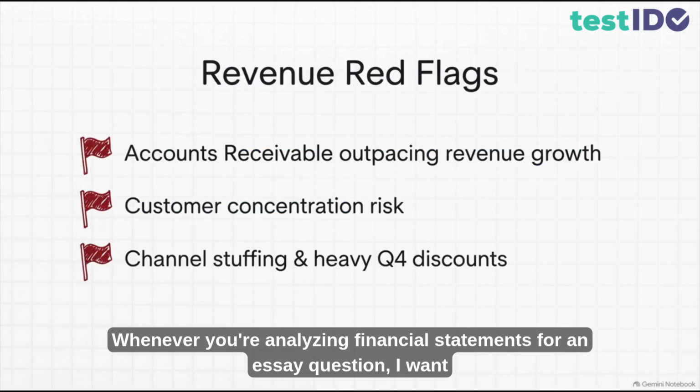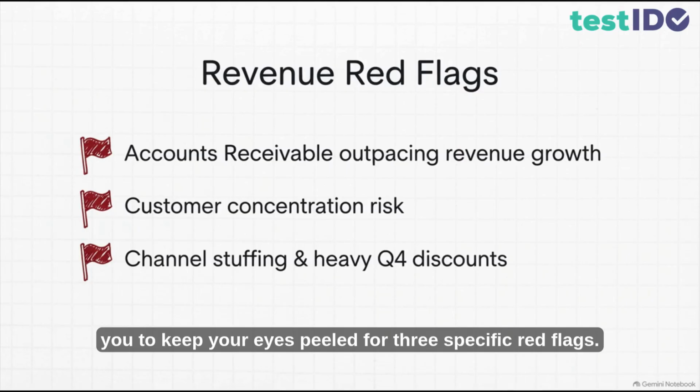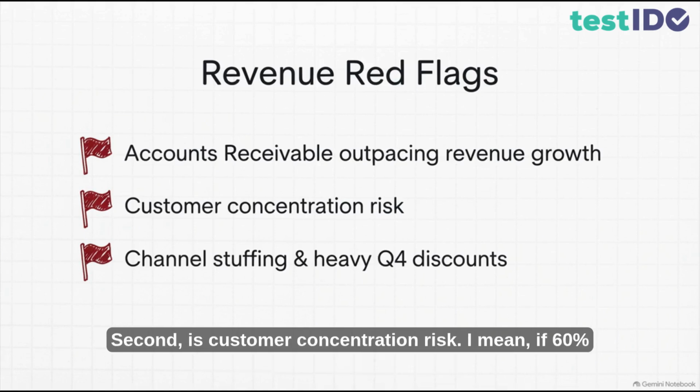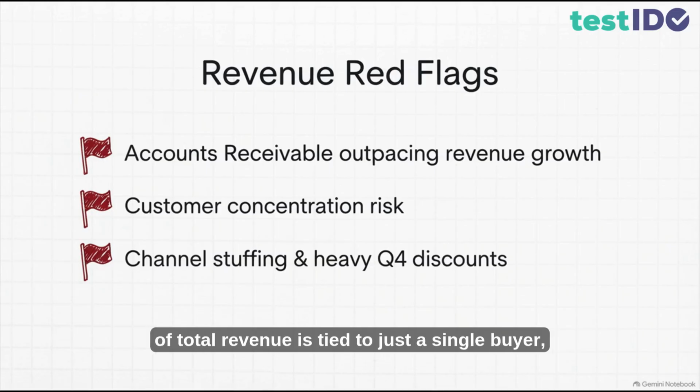Whenever you're analyzing financial statements for an essay question, I want you to keep your eyes peeled for 3 specific red flags. First, like we just talked about, accounts receivable outpacing revenue growth. Second is customer concentration risk. I mean, if 60% of total revenue is tied to just a single buyer, that revenue carries immense volatility risk.